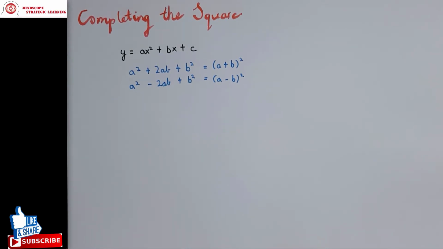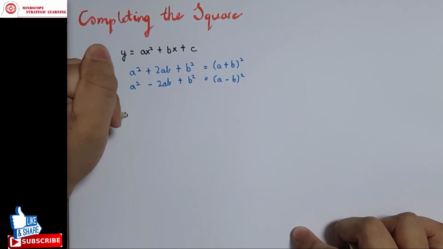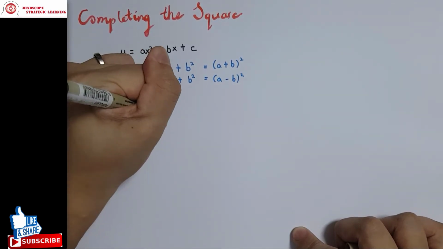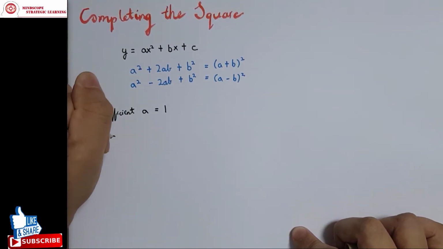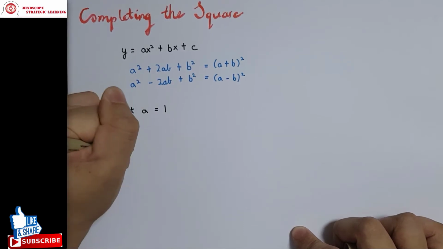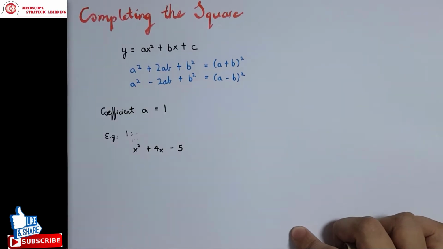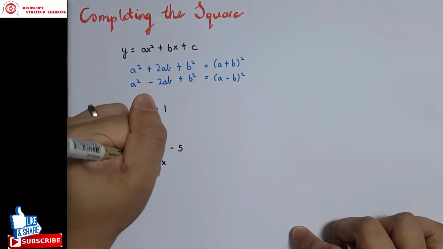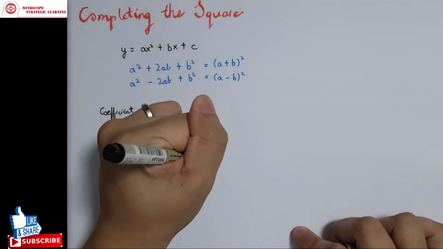Our first problem, we have the x squared coefficient, a, which is here, and that is equal to 1. This is the simplest example. Let's have a look. So for example 1, we have x squared plus 4x minus 5. Now, the first thing we need to do is to write x squared plus 4x, which is important for completing the square, and we would deliberately place minus 5 far away, like so.